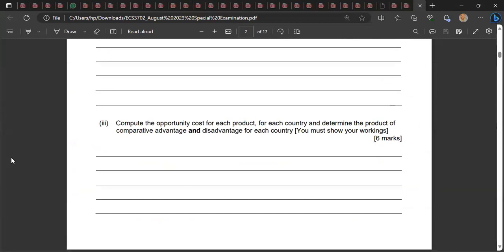So we are still below half. Right now we need to compute the opportunity cost for each product for each country and determine the product of comparative advantage and disadvantage for each country, right? So we are going to do the calculations here.